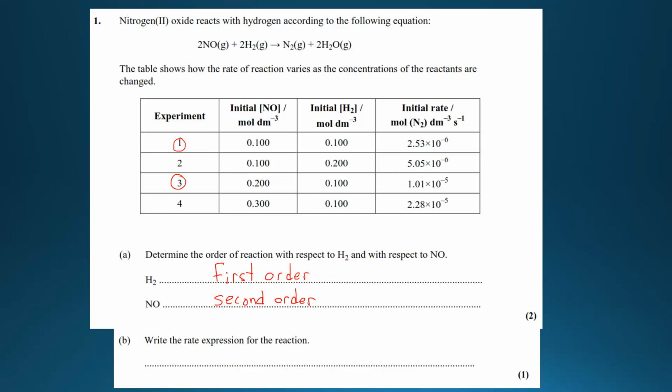So in part B, write the rate expression for the reaction. So we write rate equals k, and then we have the concentration of the nitrogen monoxide raised to the power 2, and the concentration of the hydrogen, and that's the rate expression for the reaction. So it's second order with respect to the nitrogen monoxide and first order with respect to the hydrogen, and overall it's a third order reaction.